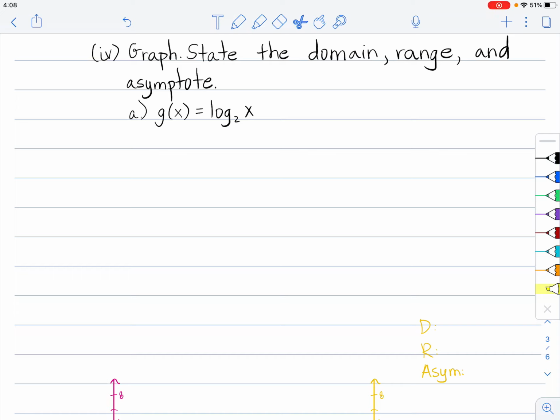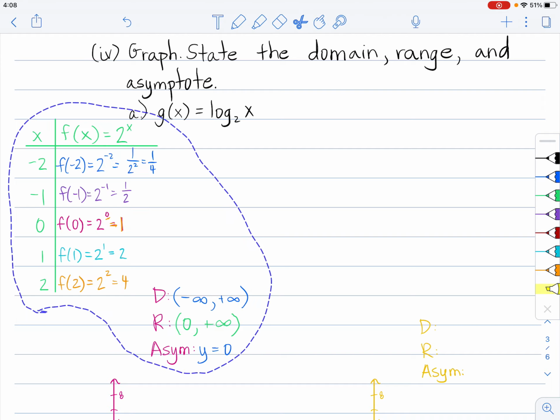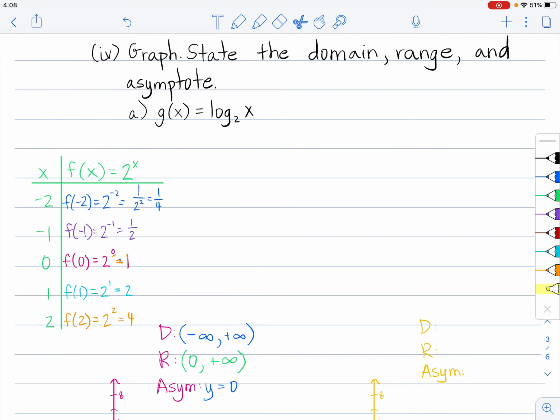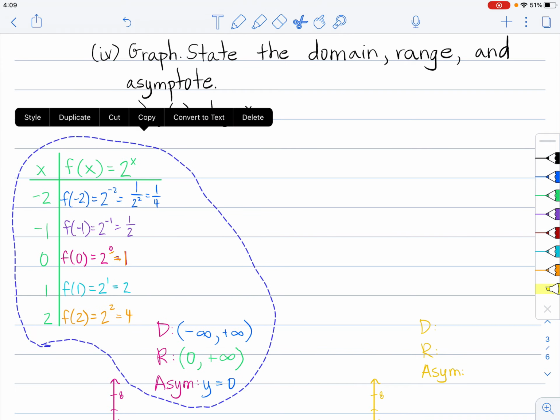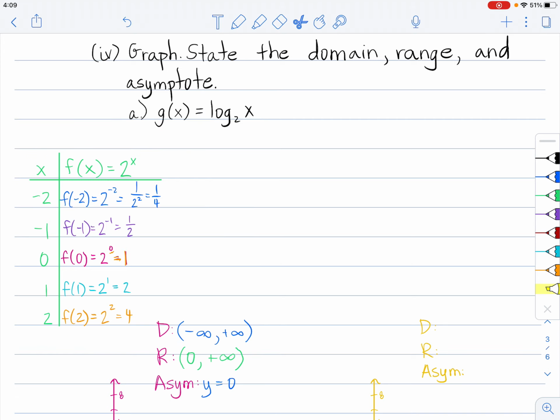Example number 4, graph. State the domain, range, and asymptote. Example A is g of x equals log base 2 of x. And I just cut something that I had brought over from our previous section.